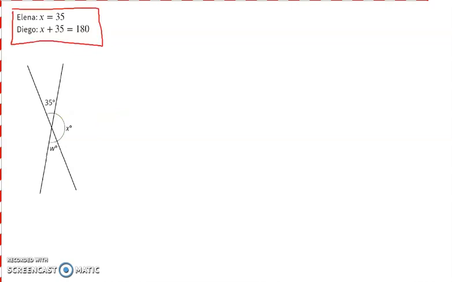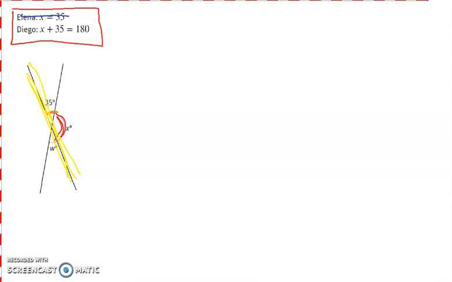So by process of elimination, we are left with Diego's equation. But let's go ahead and make sure, just to be positive. So Diego is saying that x plus the 35 is equal to 180 degrees. So he is saying that x and 35 are supplementary, which means not only do they equal 180 degrees when you add them together, but when you push them together, they actually make a straight angle or a straight line.